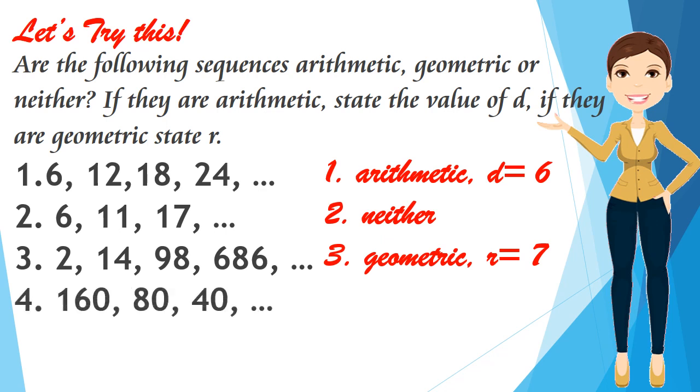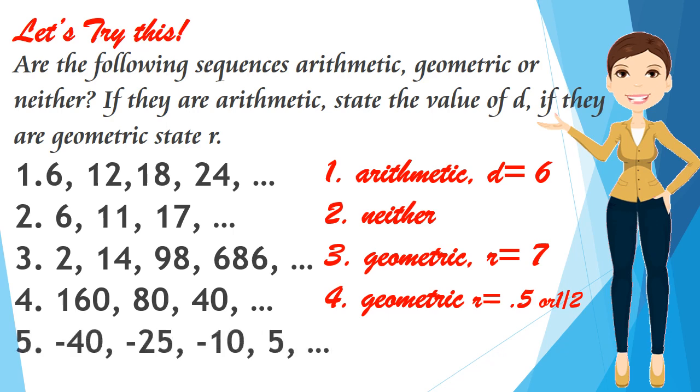Okay, so let us have this: 160, 80, and 40. You got it right if you answered geometric sequence because of having the common ratio of 1/2. Okay, for the last question, we have here negative 14, negative 25, negative 10, and 5. So the answer must be arithmetic. That is because the common difference is 15.